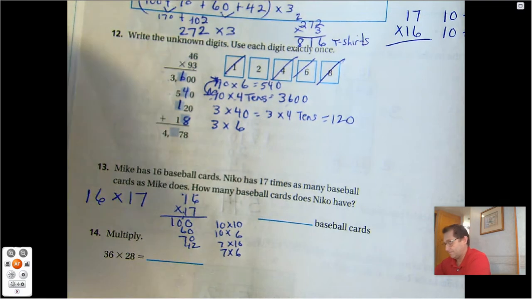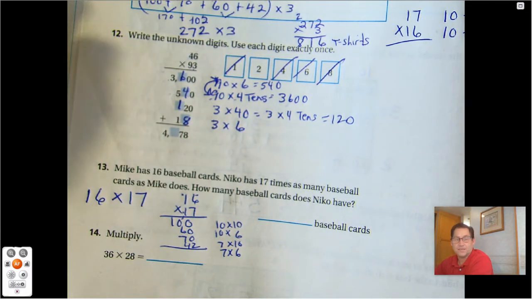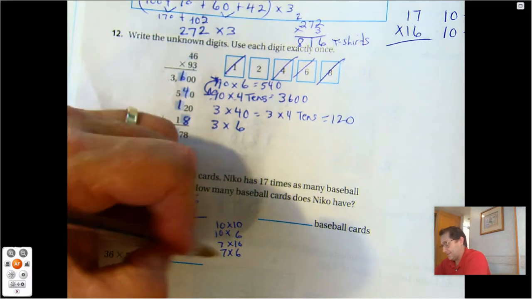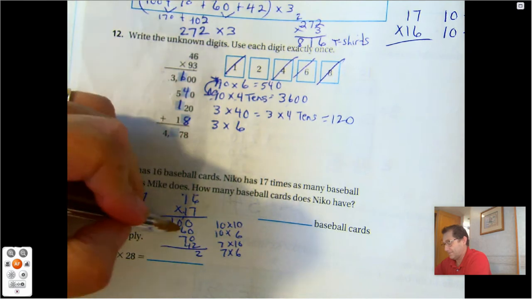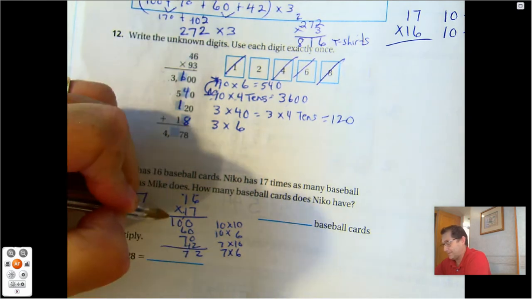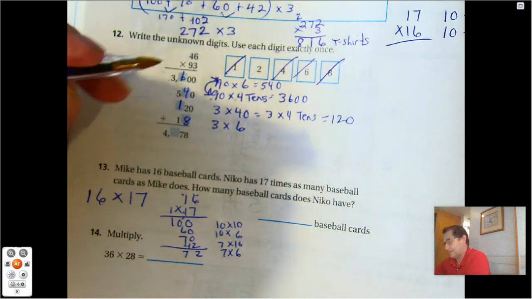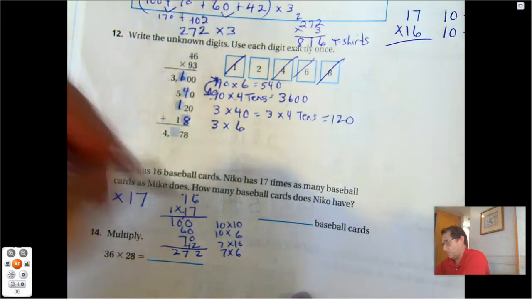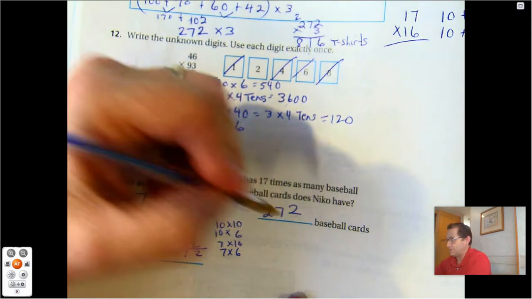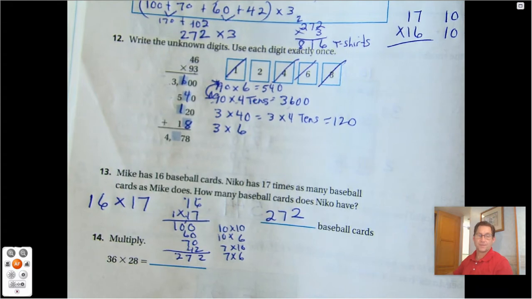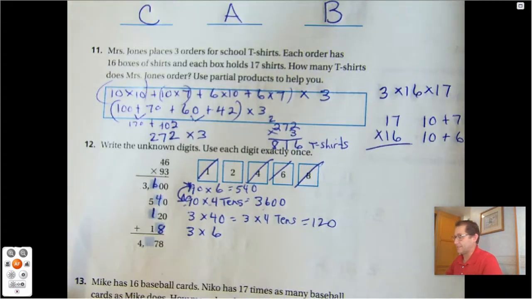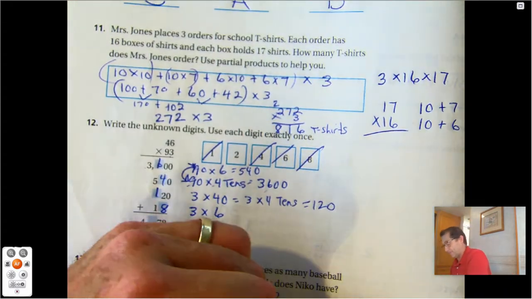And then we would add those up. 2 plus nothing is 2. 6 and 4 is 10, plus 7 more is 17. Plus 1 and 1 is 2. So he has 272 baseball cards. And multiply 36 times 28. 36 times 28.